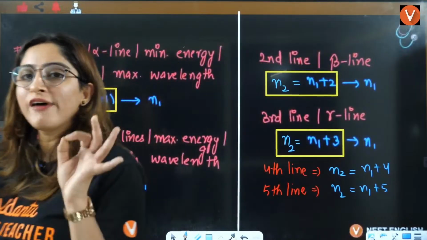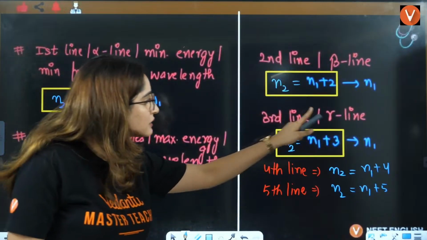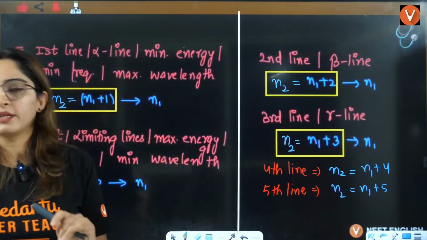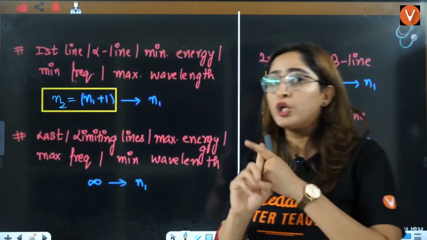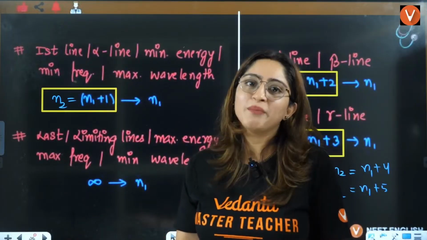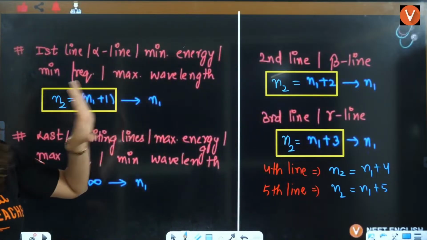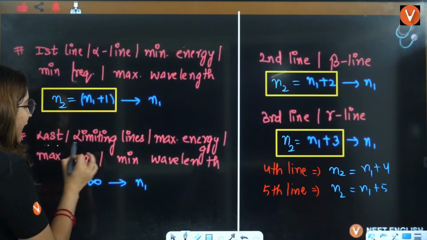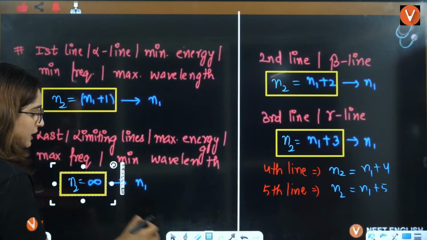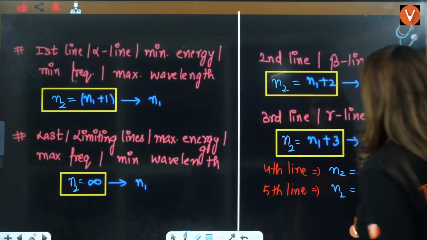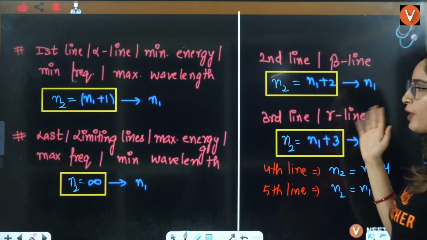Right? Now, the first line is also called the alpha line. The second line is called the beta line. The third line has a name, that is gamma line. They can say alpha, beta, gamma. Till now, they have not asked about the alpha, beta, gamma line in the exam, but they can use it, maybe in NEET 2026. So the first line is alpha, then beta, then gamma, right? Now the limiting line or last line is when N2 equals infinity. That is your limiting or last line. And what is this arrow representing here? This is saying that N2 is going towards N1, N2 to N1.